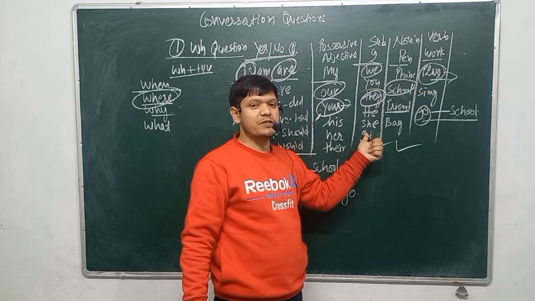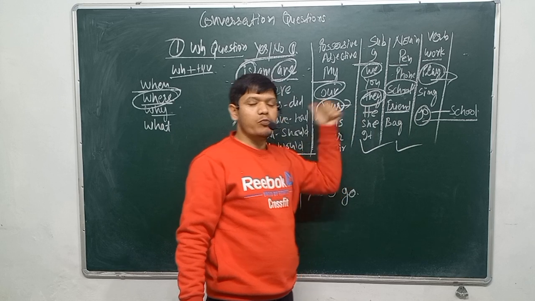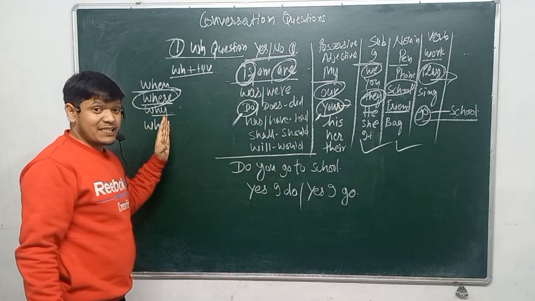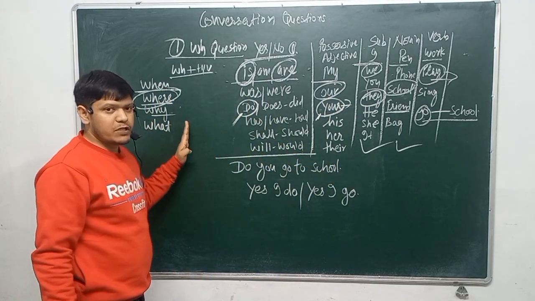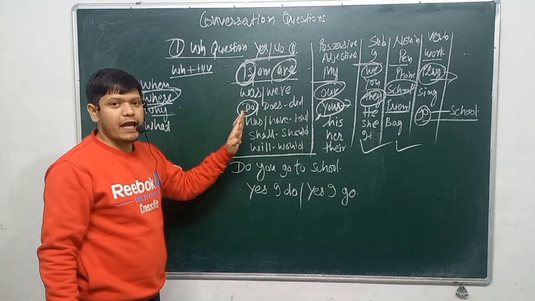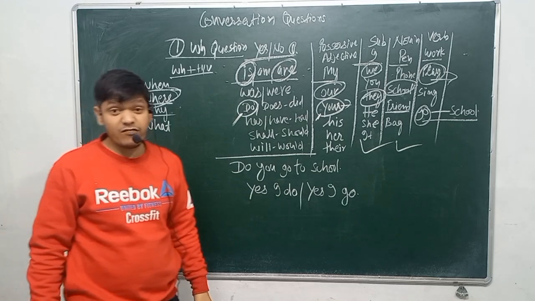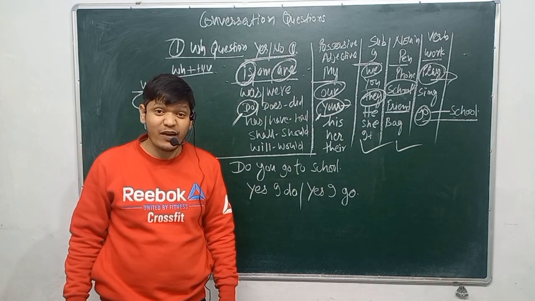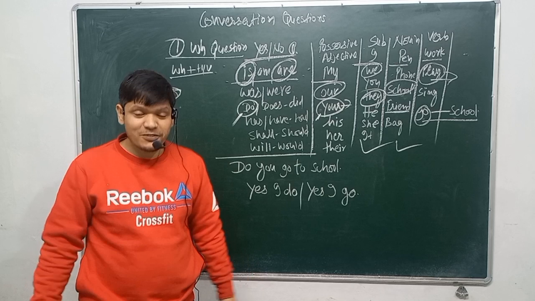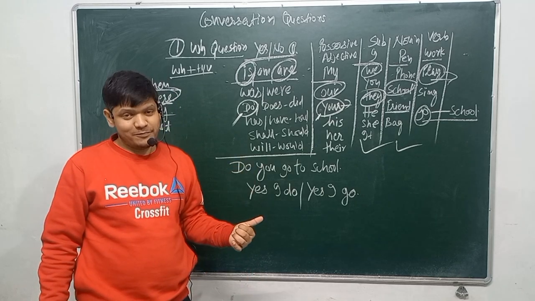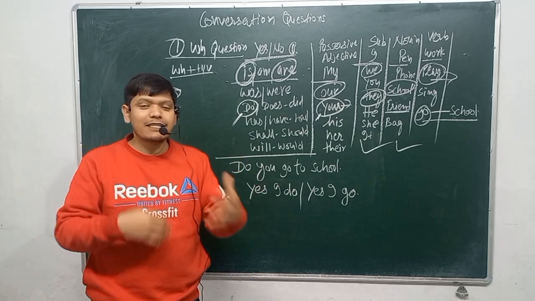Now I am using subject and verb to make questions. Now, what practice do you have to do? Use all WH questions with different kinds of helping verbs. When is, when was, when does, when will, when has, when would, when can, when must. All the helping verbs can be used for asking questions.